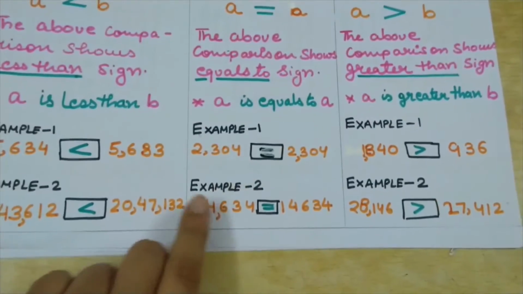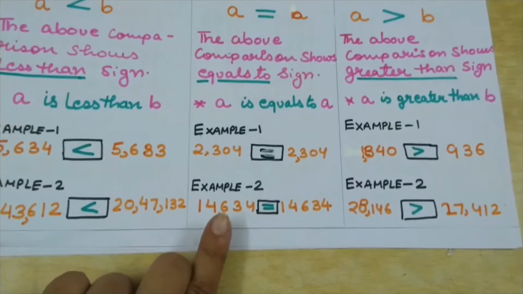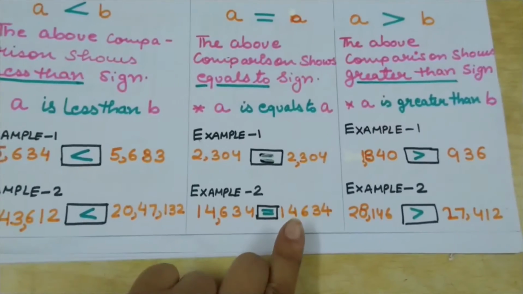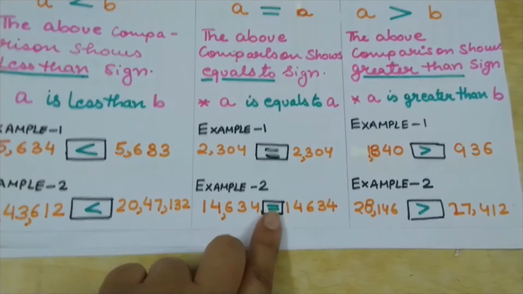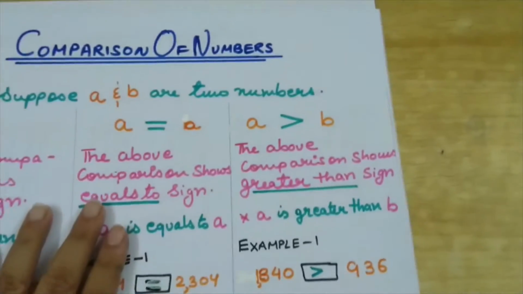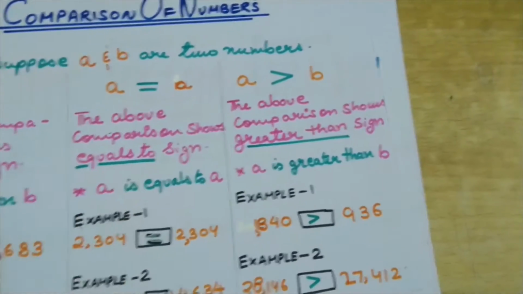Now example number 2, 14634. Over here also 14634. So they both are equal. Now we'll talk about the third one.